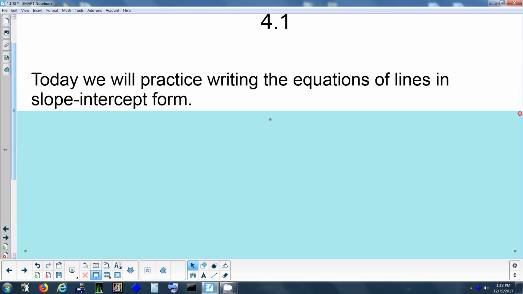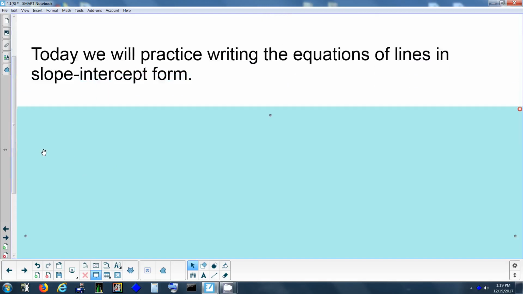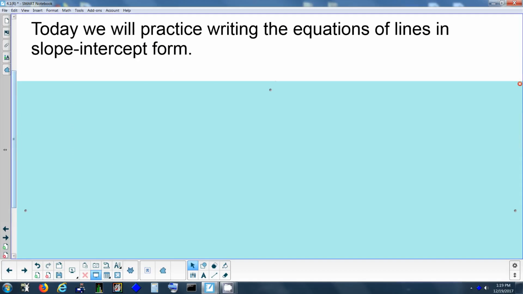Now, there will be 4 different ways that we're going to do it. First way is we're going to give you the slope and the y-intercept, and say write us an equation. Second way, we're going to give you a graph. You have to figure out the slope, figure out the y-intercept, and put it in slope-intercept form. Third way, we're going to give you 2 sets of coordinates, one coordinate like this, one coordinate like this, and we'll say, write it in slope-intercept form.